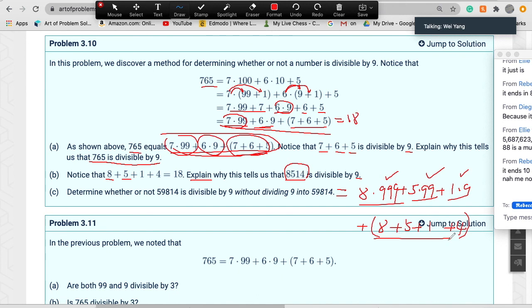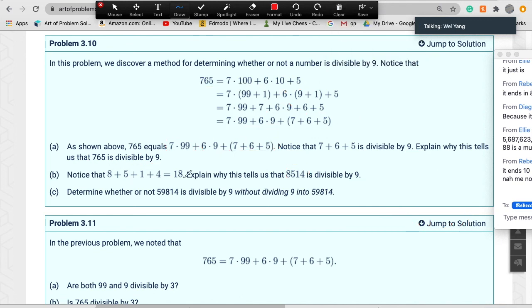Then we check this sum equals 18. 18 is divisible by 9, so that means this number is divisible by 9. Okay, that's the reason. Now let's see C. Determine whether or not this number is divisible by 9 without dividing 9 into this number.